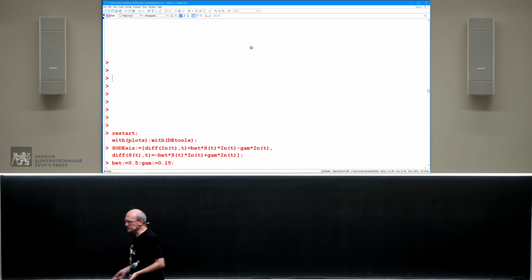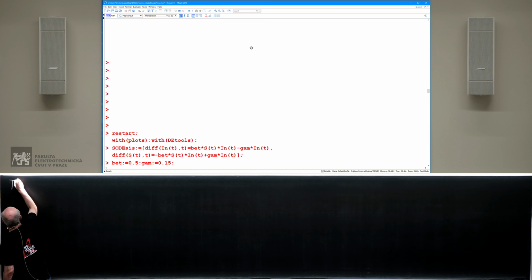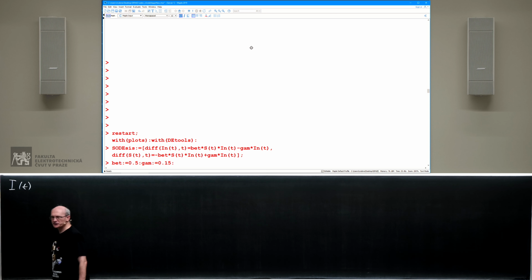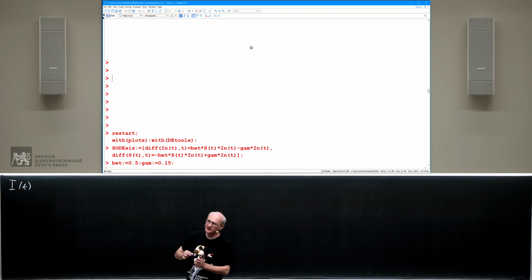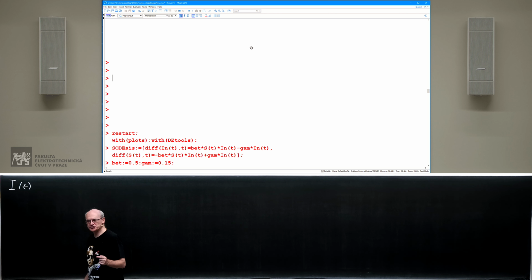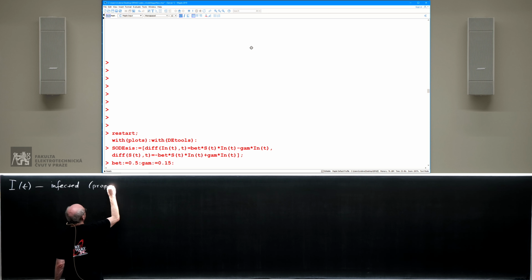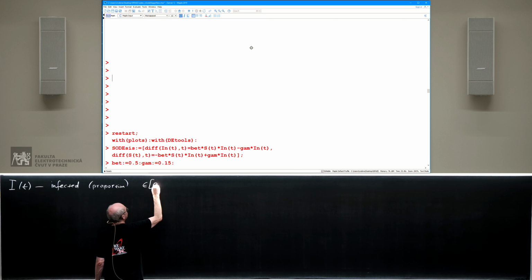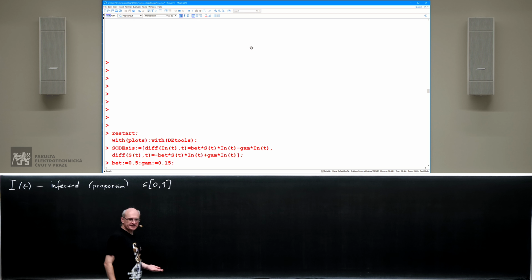We have some population of people, and we have some disease, and some people are infected. So I, that will be how many people are infected. Now, to take into account that you have populations of different sizes and so on, it's actually better to see this as a proportion. So these are infected people, proportion. So this number is taken from the range 0, 1. If I is equal to 1, then everybody is infected.